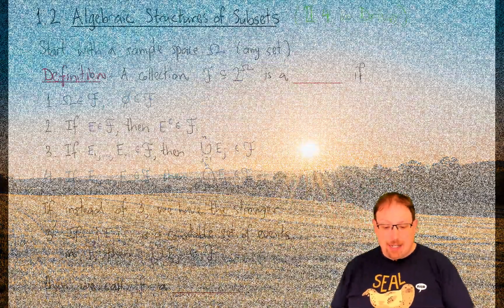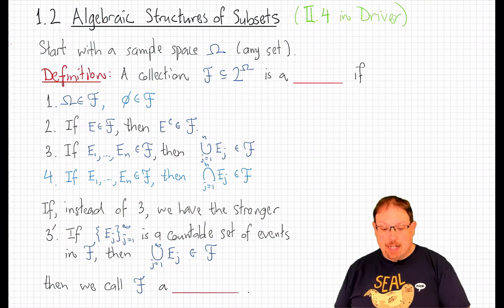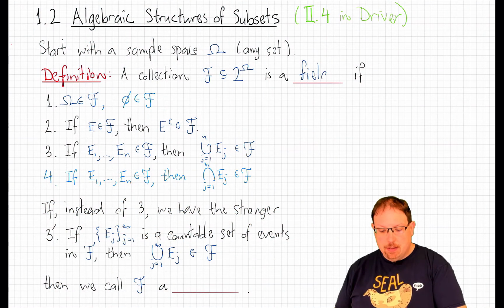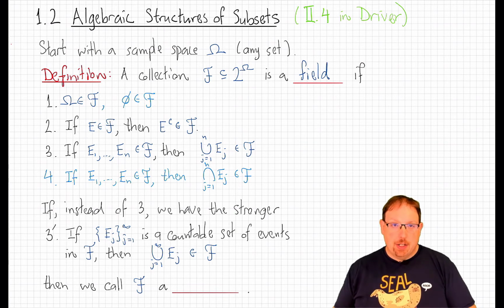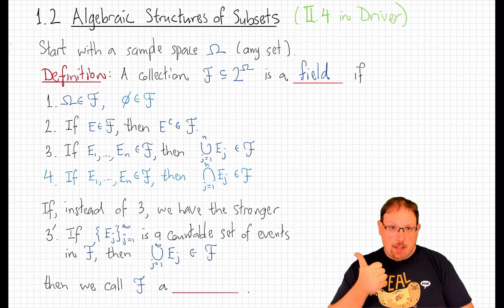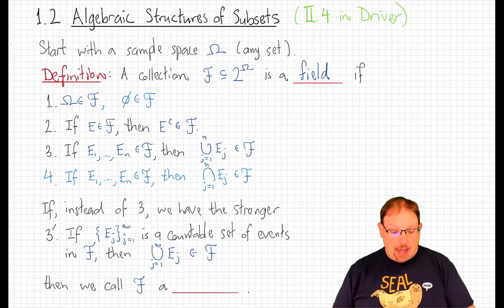So let's make a formal definition. The collection of events that we're interested in, the allowed events, is going to be called a field. A collection F of subsets of a set omega is called a field if that collection contains the whole sample space omega and the empty set, if it is closed under complement, if it is closed under finite union, and if it is closed under finite intersection.